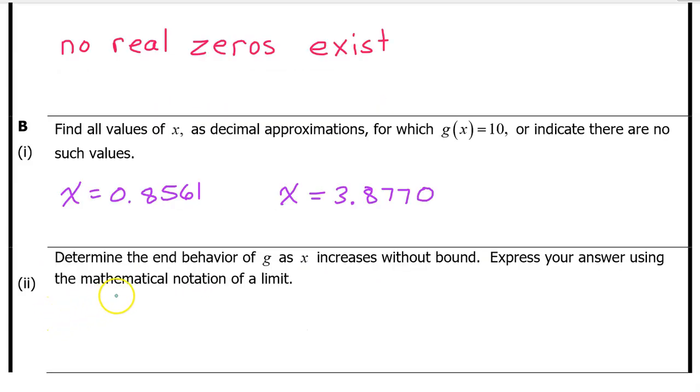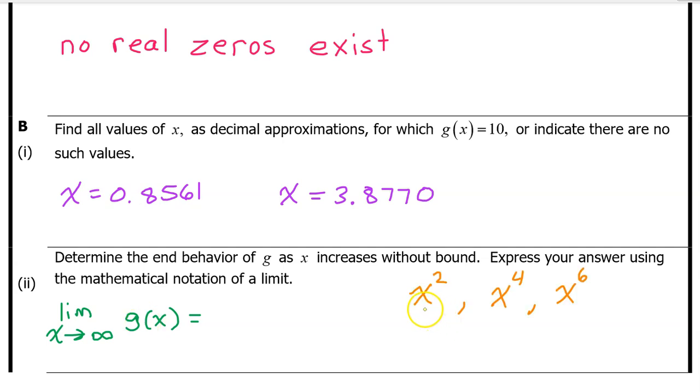B part 2. Determine the end behavior of g as x increases without bound. Express your answer using the mathematical notation of a limit. So let's see, as x increases without bound, we are talking about the limit as x approaches positive infinity of g of x. First, let me show you how to do this without using a calculator.